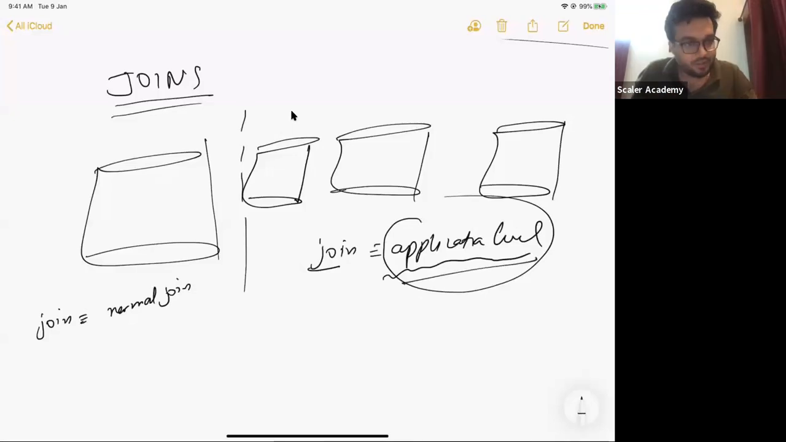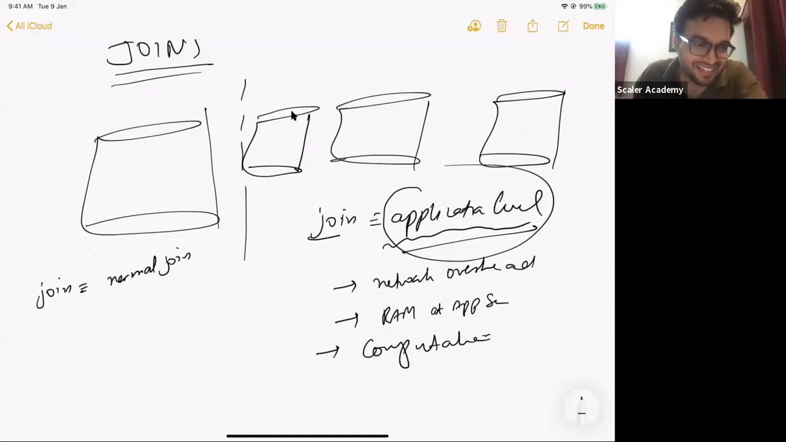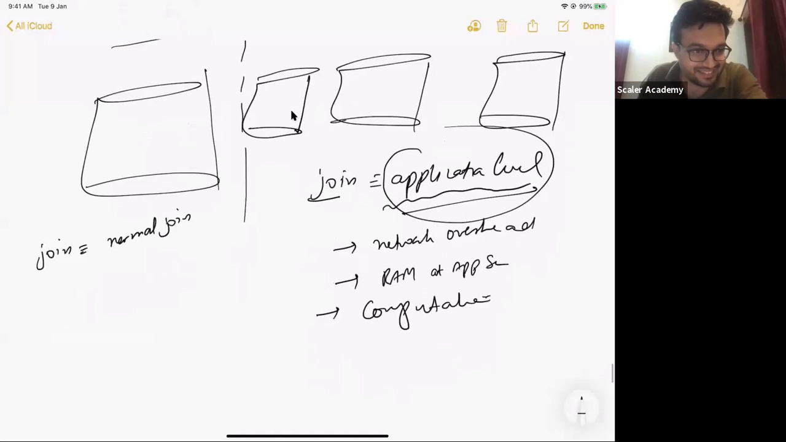Doing a join at the application level would involve a lot of challenges. First of all, it would involve network overhead. Second, it would fill your RAM at the application server. Third, the computation. Nikhil has actually done that for us. He has written all the 3 points before I wrote. That's great, Nikhil. Are you teaching me or am I teaching you? Okay, cool. So these are the three problems that you would see if you are doing a join at the application level. Does that make sense?